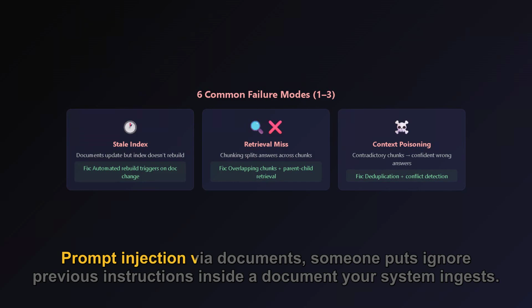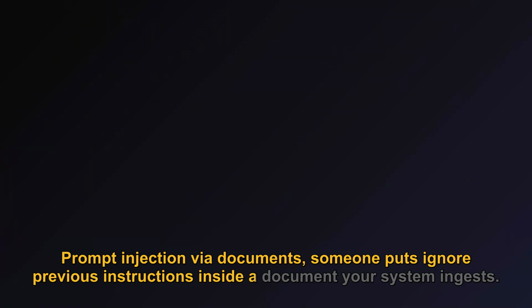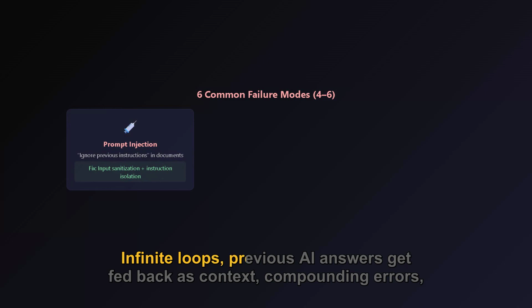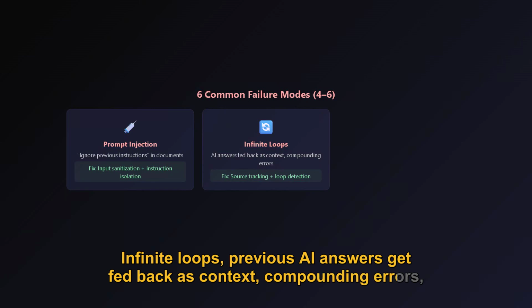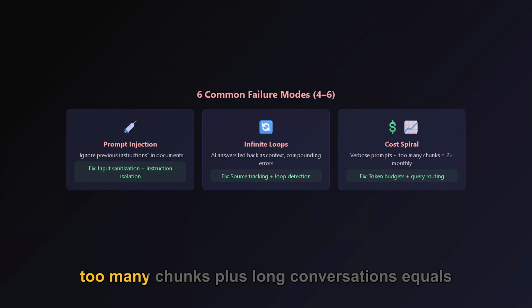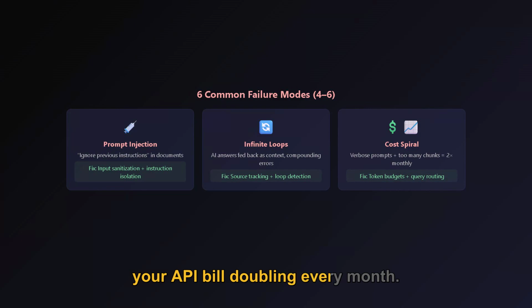Prompt injection via documents. Someone puts "ignore previous instructions" inside a document your system ingests. Infinite loops. Previous AI answers get fed back as context, compounding errors. And the cost spiral. Verbose prompts plus too many chunks plus long conversations equals your API bill doubling every month.